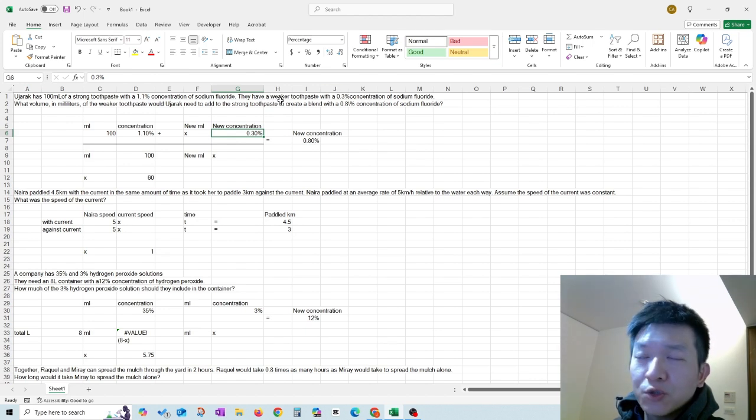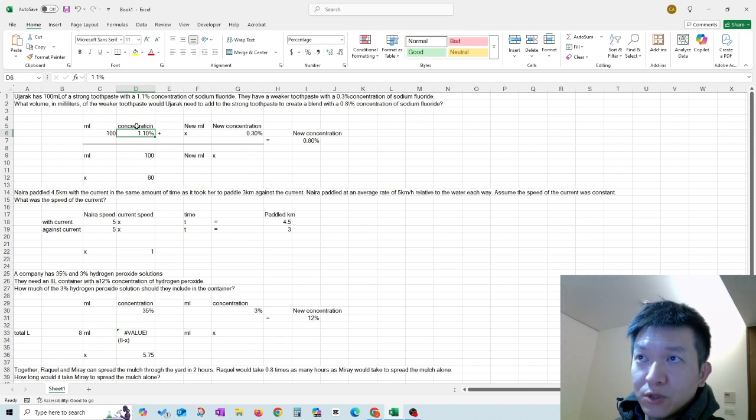A new concentration meaning it's a weaker. In this case, a weaker. Could be stronger concentration, but in this case, the question is stating that it is, in fact, weaker toothpaste, right? With 0.3% concentration, so we put it here. So these two will be times together, and these two will be times together, and all together we got what? We got a total amount of sodium fluoride, right?